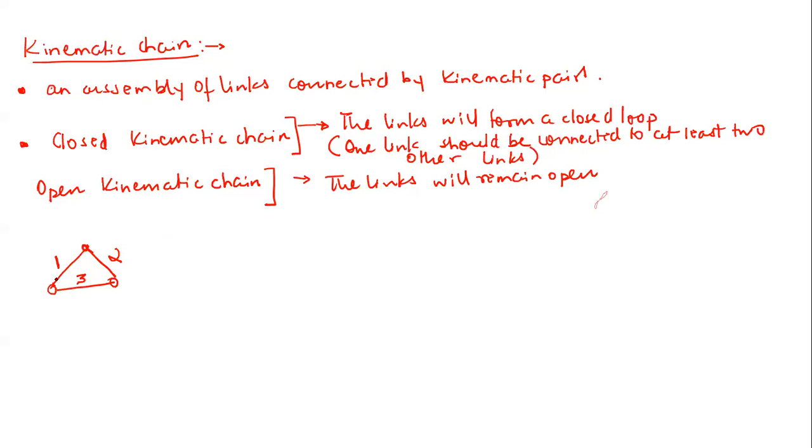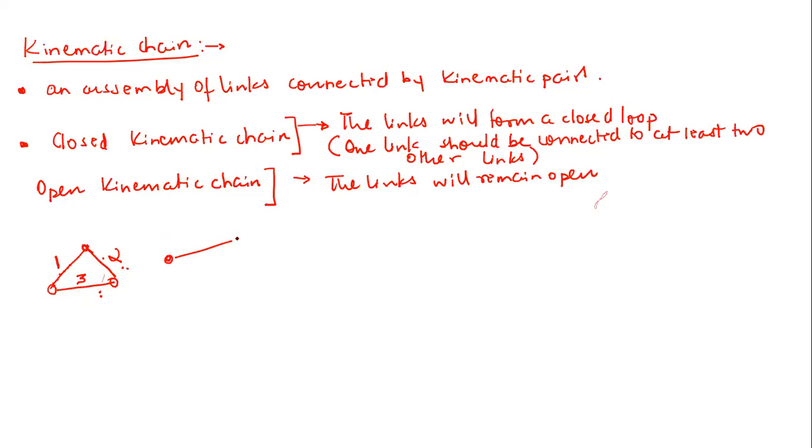If you talk of link 1, it is connected to link 2 and 3, right? If you talk of link 2, it is connected to link 1 and link 3. If you talk of link 3, it is connected to link 1 and link 2. So if you see a single link, it is connected to at least two other links. Then only we can say that a kinematic chain will be a closed kinematic chain. Just remember this, right?